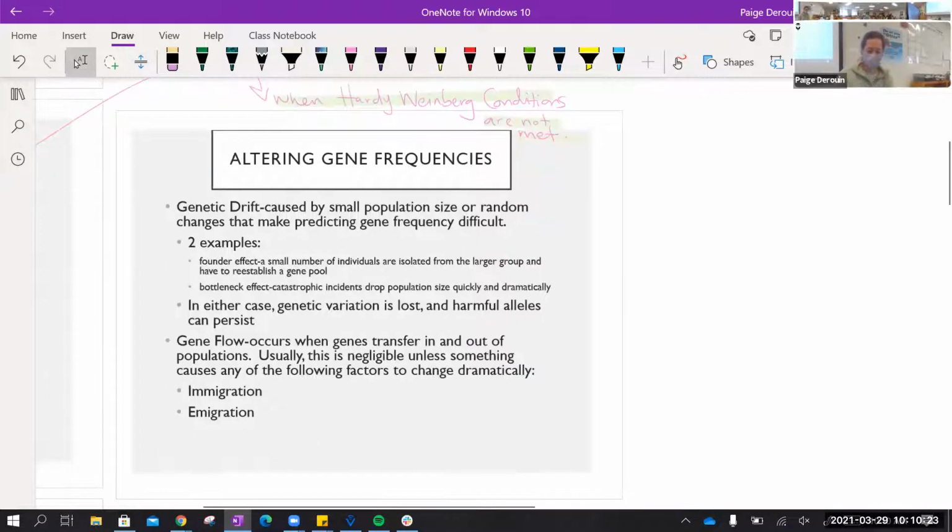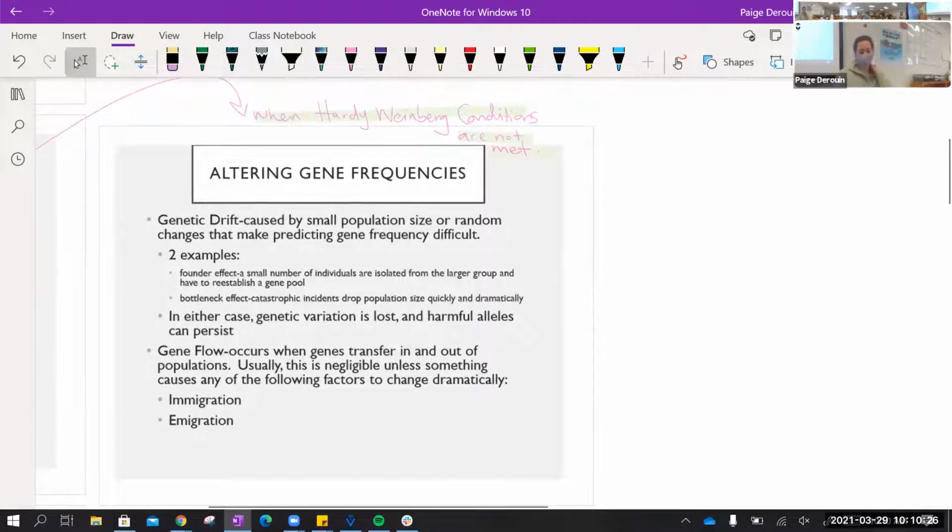So the first one is genetic drift. Genetic drift happens when the population size is really, really small, or there are random changes that make predicting the frequency of the different genes really hard. You might know this, but in small populations, it's more likely that recessive, harmful alleles, sometimes called deleterious alleles, will start to become more common. The concept is that if you have a bunch of related organisms that are mating, then weird traits will start to come to the surface. That would be sort of like a bottleneck situation.